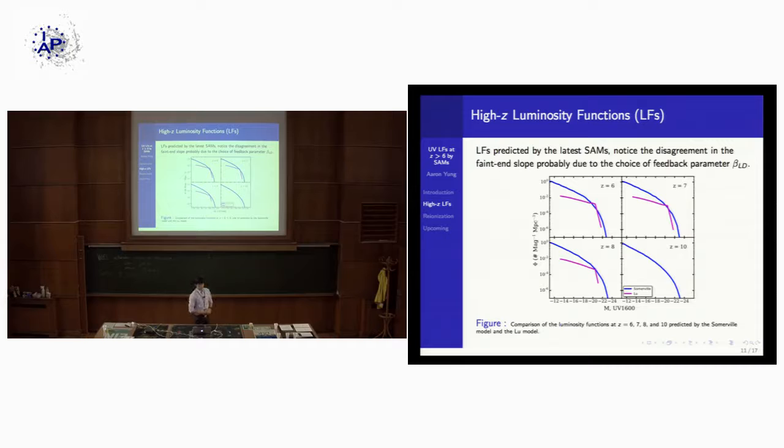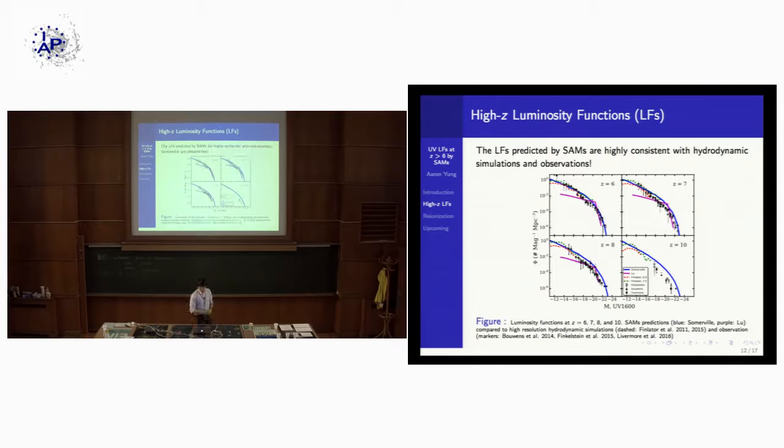And we think this discrepancy mainly arises from the choice of stellar feedback parameter. And as a quick flashback, the choice of stellar feedback parameter in the Lu model is higher than in the Somerville model, which implies more efficient stellar feedback and less efficient star formation inside these halos. And this really leads back to our question: do we know how to make these galaxies, or is there even this faint population? So to check our results, we compare them to a number of observations shown by the dark markers, including the latest Livermore 2016 result.